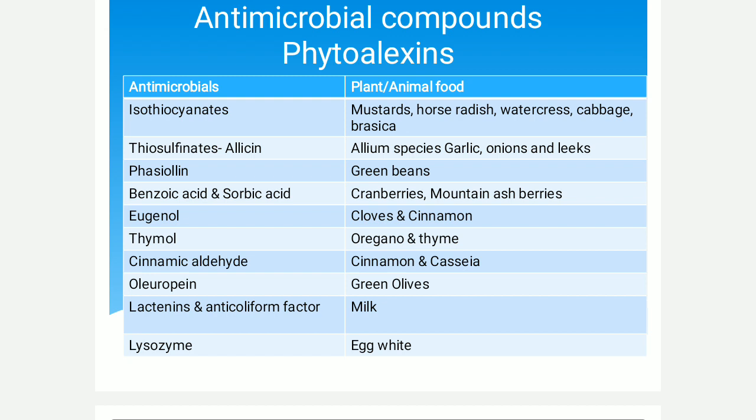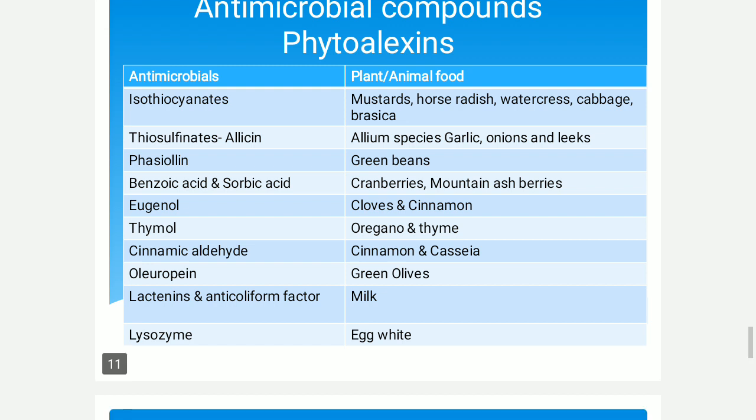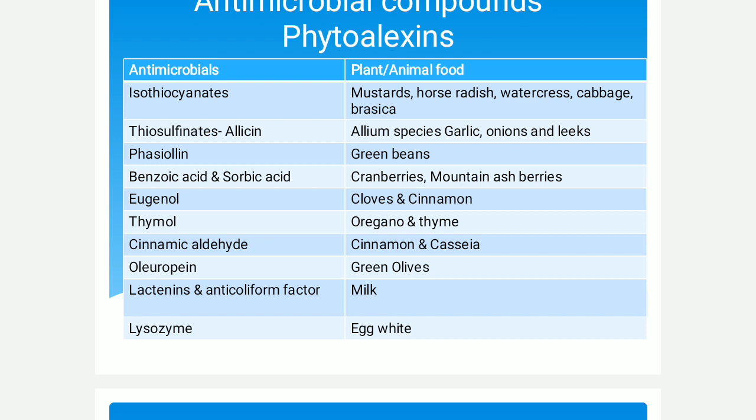Fasciolin in your green beans, they are also antimicrobial. You would have never thought that even green beans will have some antimicrobials in them, right? Benzoic acid and sorbic acid are seen in cranberries, mountain ash berries, etc. Eugenol in cloves and cinnamon. So that's not a surprising factor that we all keep cloves when we have a toothache.